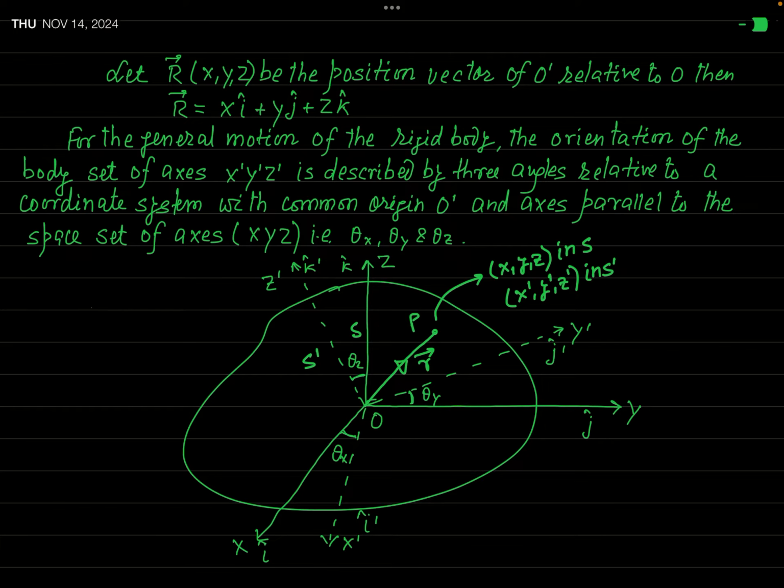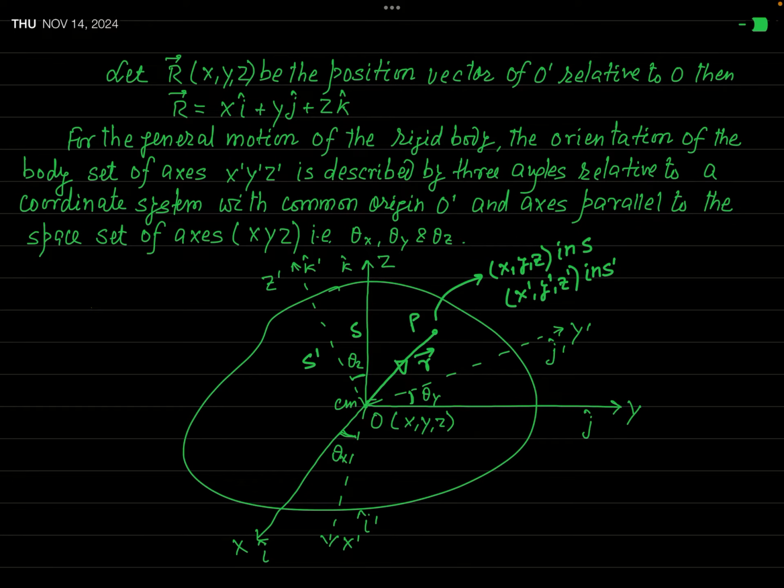And what are those 6 independent variables? 3 are x, y, and z, which are actually the coordinates of the center of mass of the body relative to the origin of the space coordinate system. Okay. And other 3 are these 3 angles, theta x, theta y, and theta z, which actually measure the orientation of the coordinate axes of the body reference system relative to the coordinate axes of the space system.